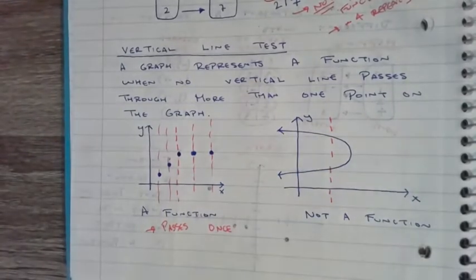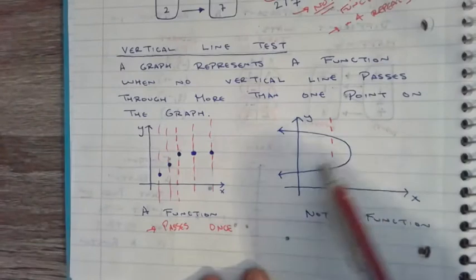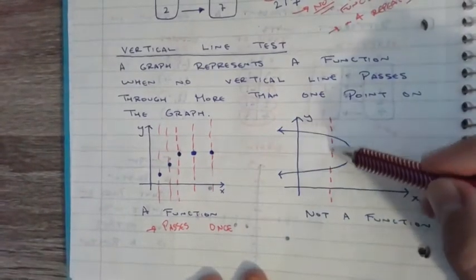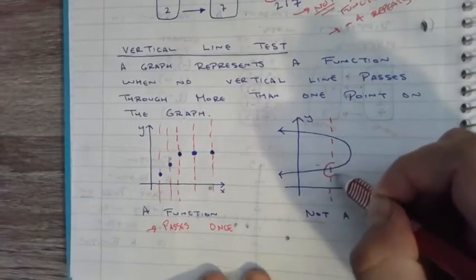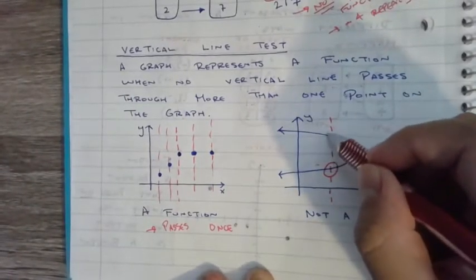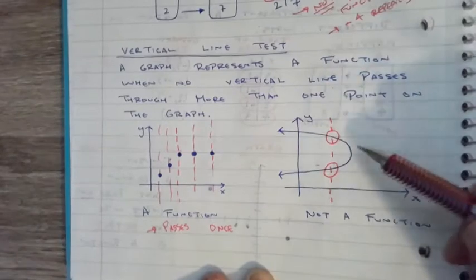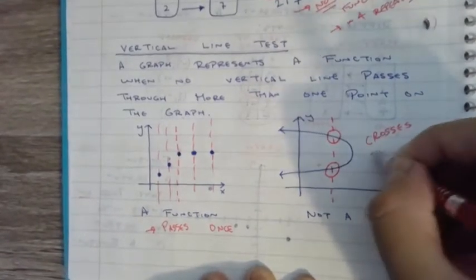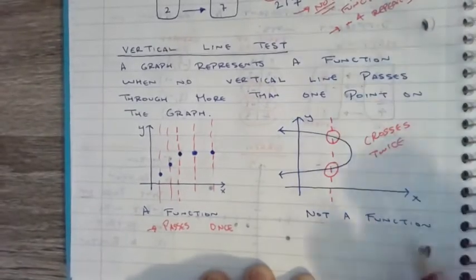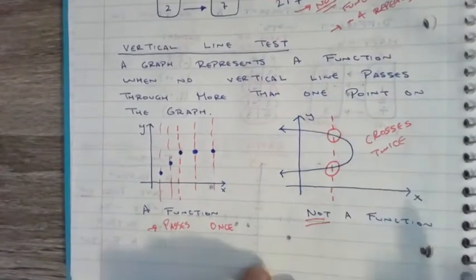Now, on the other hand, let's take a look at this example. What if this is our graph right here? If I draw my little dashed line, it crosses through one point, and then I keep going, it crosses through another point. Now if you notice, it crosses twice. So if it crosses twice, it cannot, and I repeat, it cannot be a function.